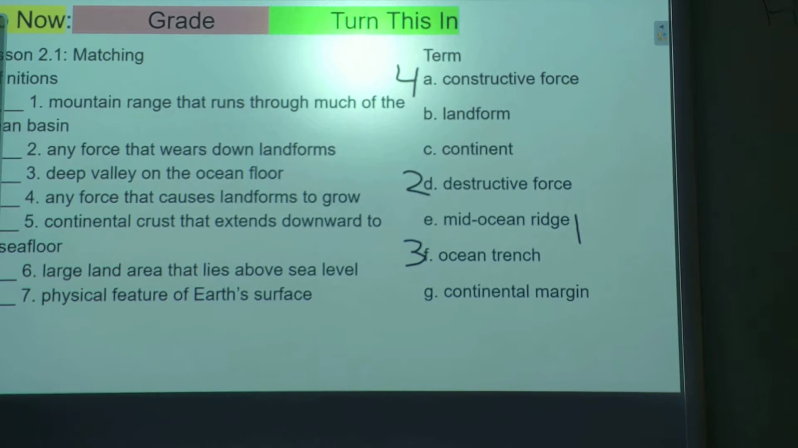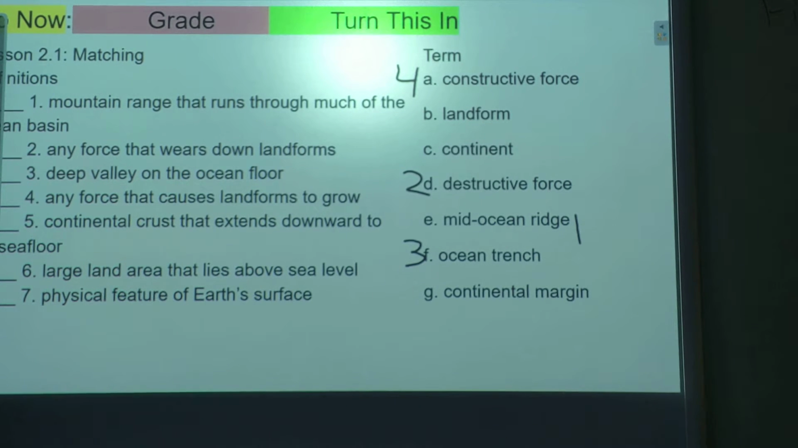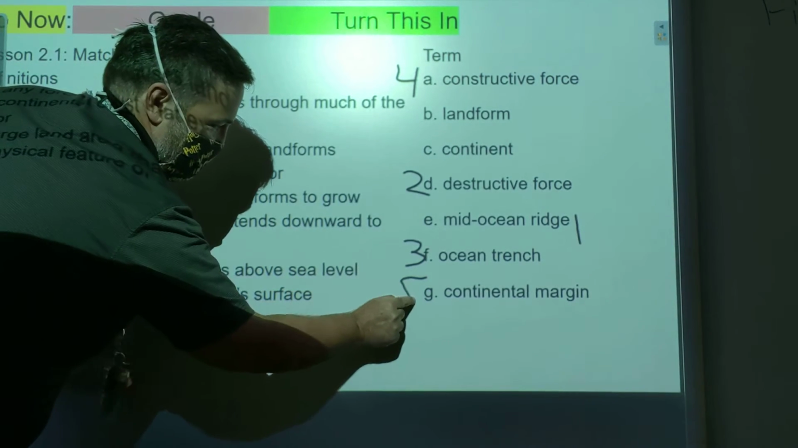This, by the way, is how I do things like matching. I always start with the definition and then I go through the words and find the word that matches it. Let's see, where was I? Continental crust that extends downward to the sea floor. Continental margin.